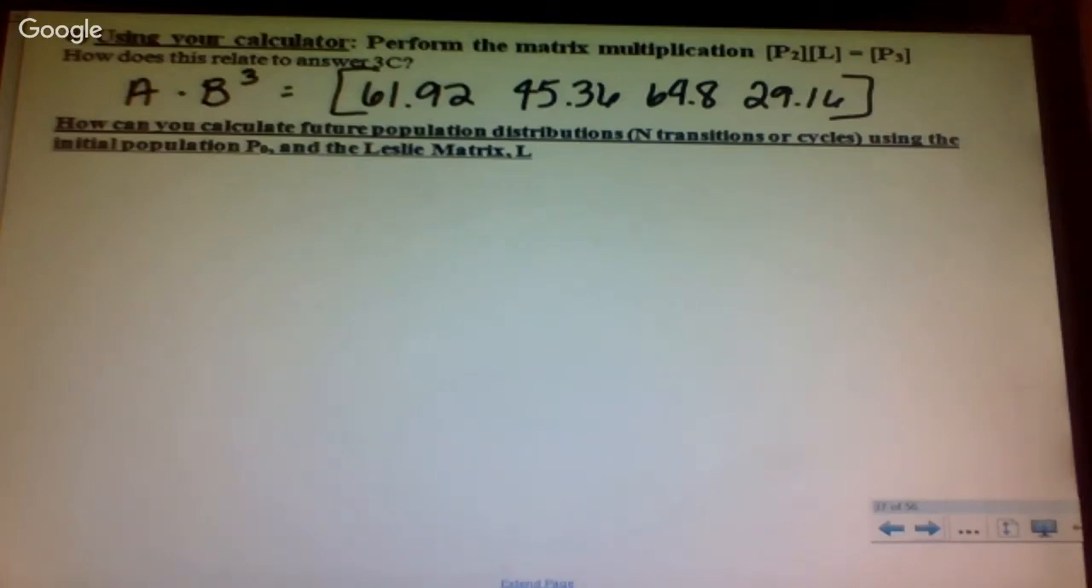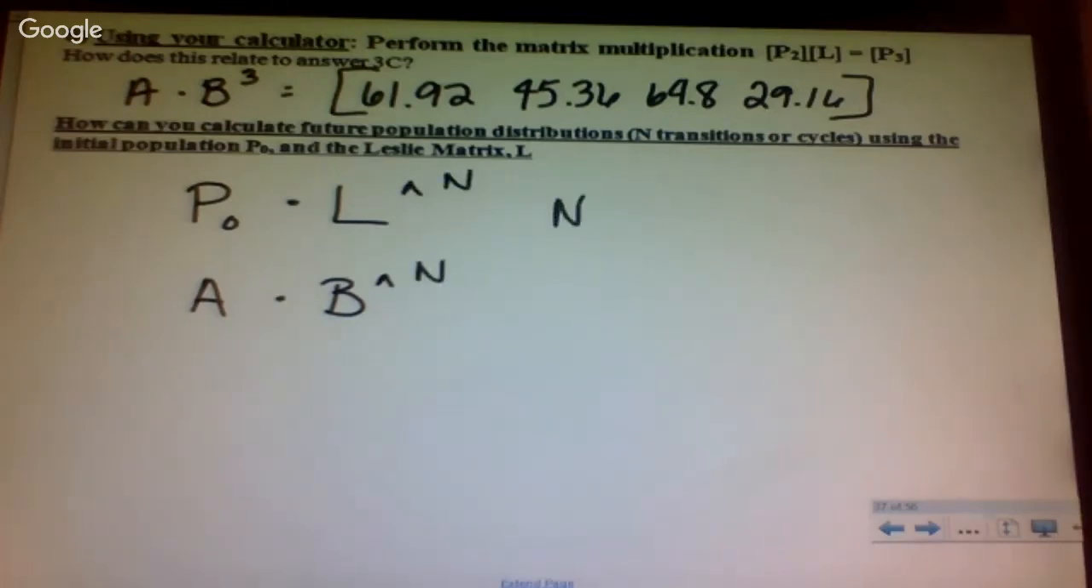For this next part, they just want you to use the equation. You take your initial population, which we put into your calculator as A, and multiply it by your Leslie matrix, which we put into your calculator as B, and you raise it to the n. And n represents your number of transitions. Like I said, it's easy peasy lemon squeezy once you get the setup of the Leslie matrix and it all plugs into your calculator.